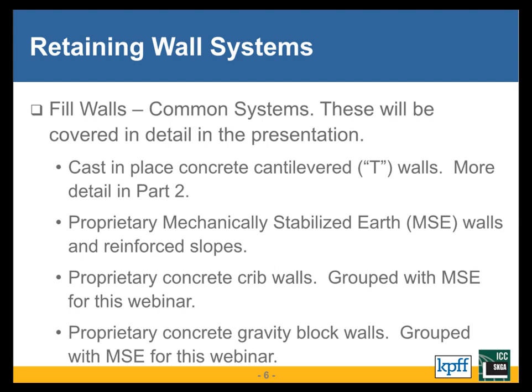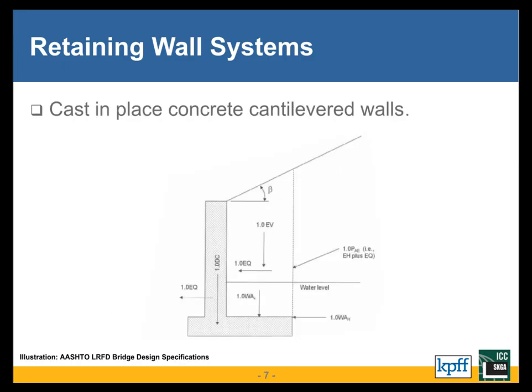So the common type fill walls that I'm going to focus on primarily here are the 4 that are listed here: cast in place cantilevered walls, and then proprietary MSE walls, proprietary concrete crib walls, and then proprietary concrete gravity block walls are all relatively common in my experience.